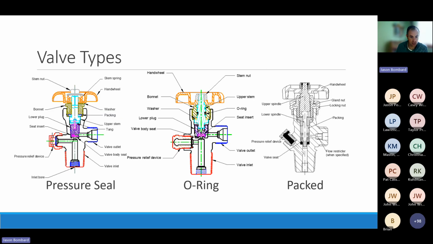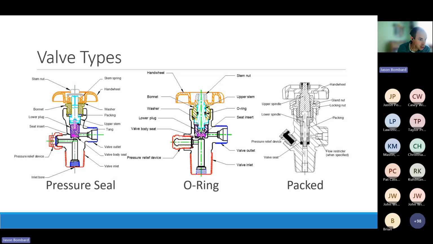Looking at the types of valves, and I apologize, these are a little bit small, but your basic valves all have some method of sealing. There's two seals in a valve. You've got the seal between the contents of the cylinder and the outlet, and also between the contents of the cylinder and atmosphere around the stem here. So three types of seals that you'll see that will stop the gas from coming up through the stem are the pressure seal, the O-ring, and the pack.